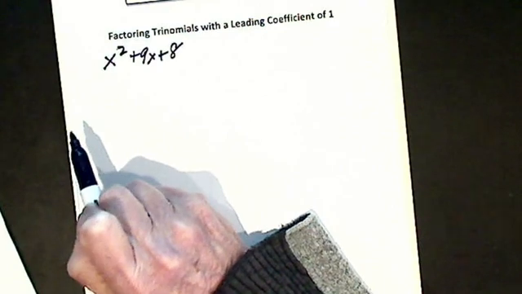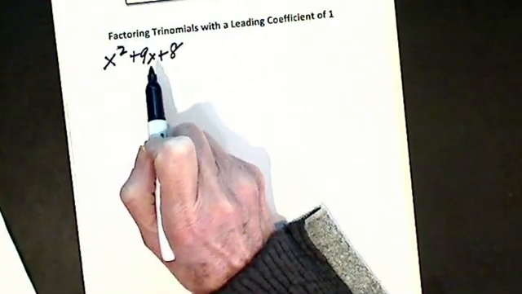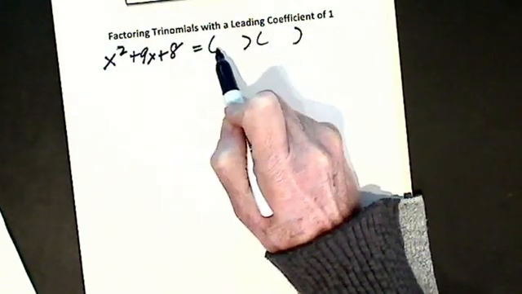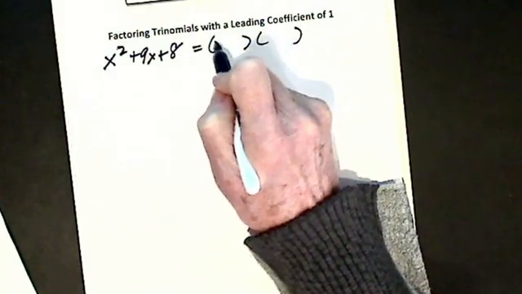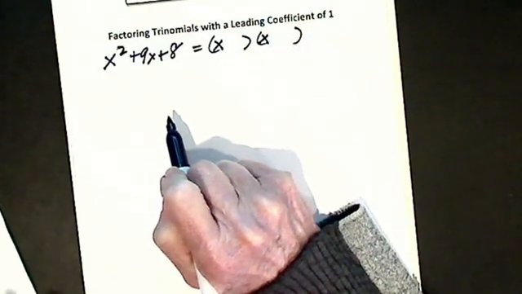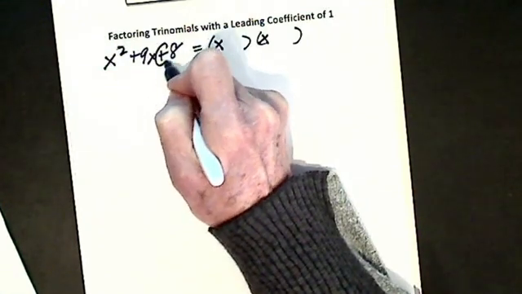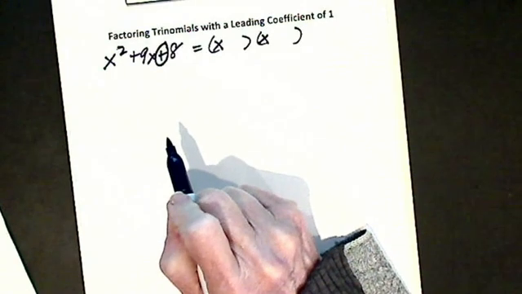So here we go. What I'm looking for is two factors that multiply together when I FOIL that'll give me this. So I'm going to have two sets of parentheses. I need two quantities that multiply together to give me x squared. I only have one choice, x and x. So now what's really important are the signs. I look at the sign of the third term.